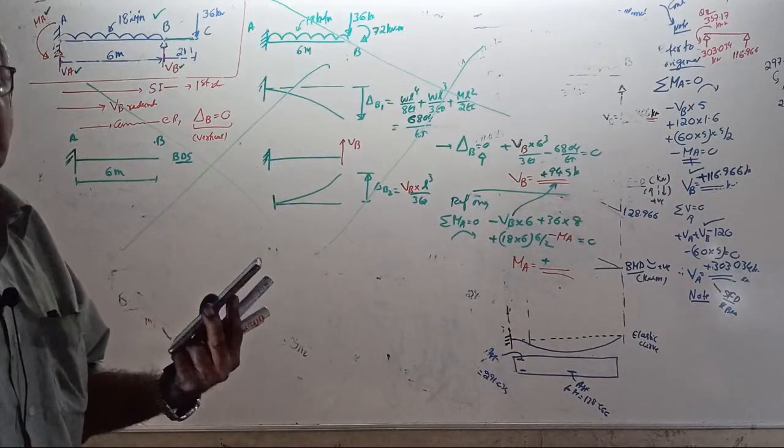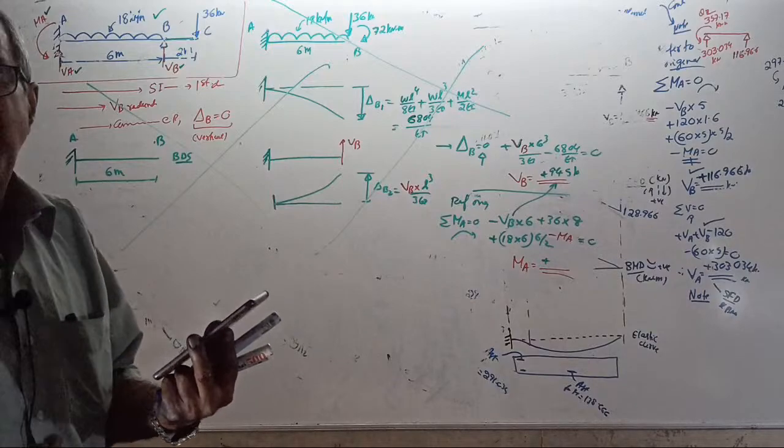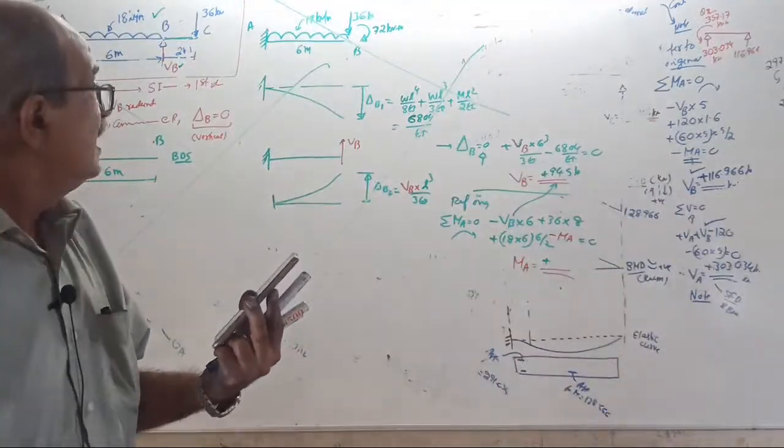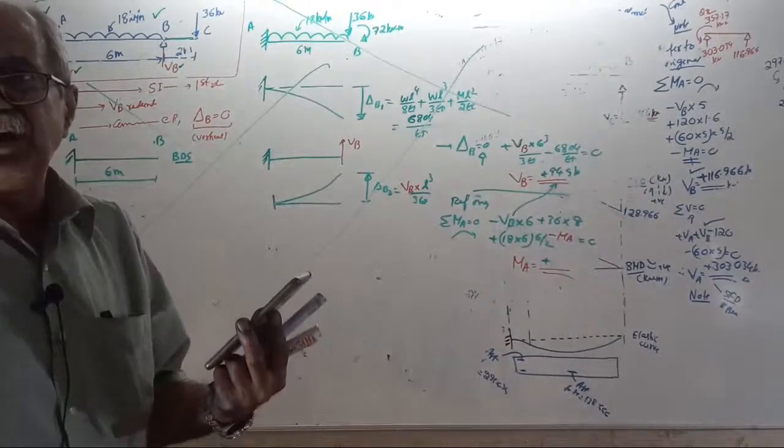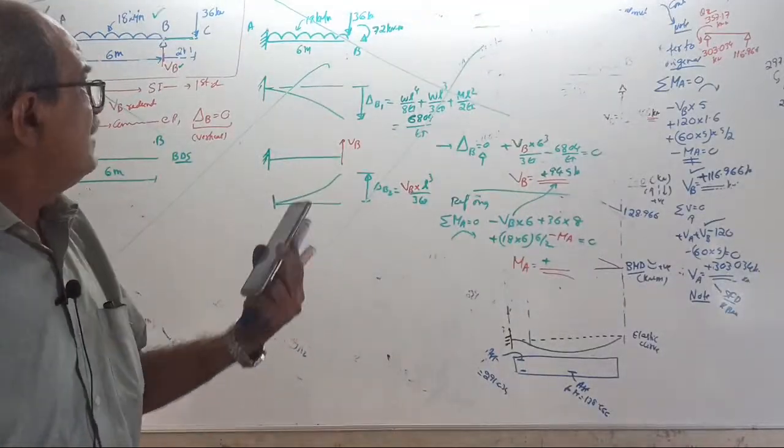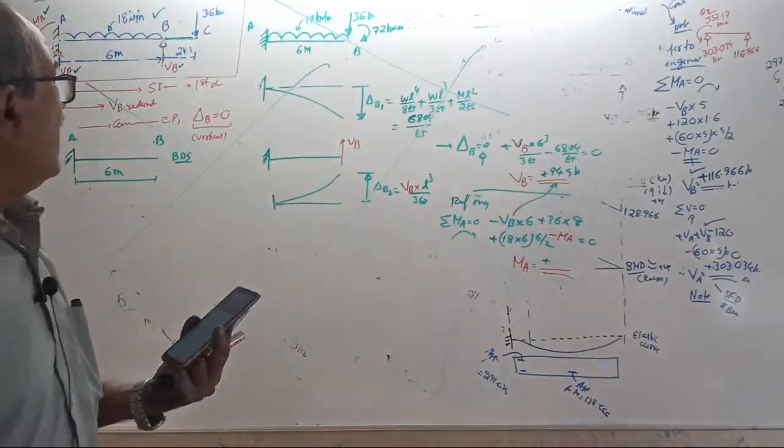Fast. Over question. Just try to give SFD BMD. In 2 minutes, I will draw it. You can try later. In front of you, I will draw so that this can be a homework. First, tell me MA value.